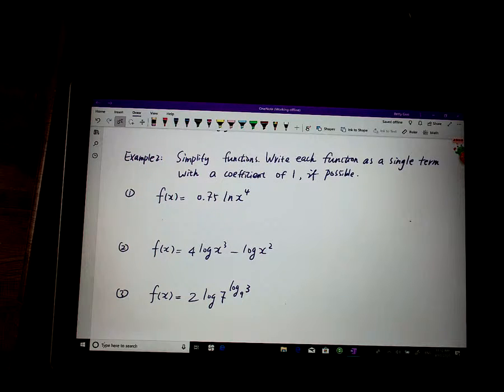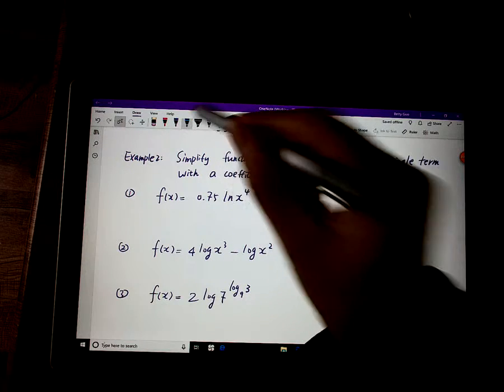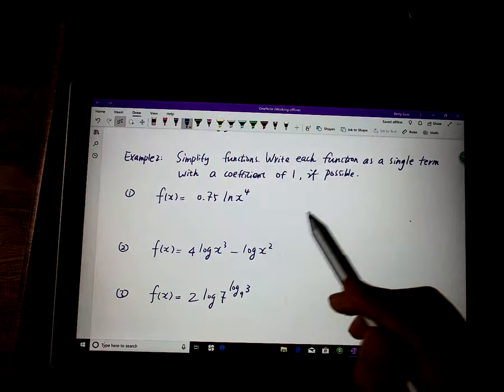Let's move to example 2. Let me read the problem. Example 2, we are going to simplify the given functions. Write each function as a single term with a coefficient of 1 if possible. So basically, we are condensing the function. Let's see how we do that.